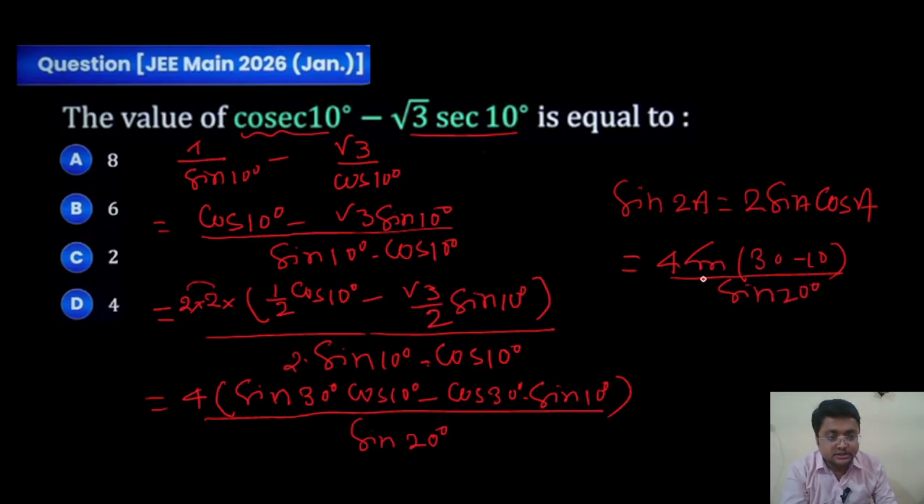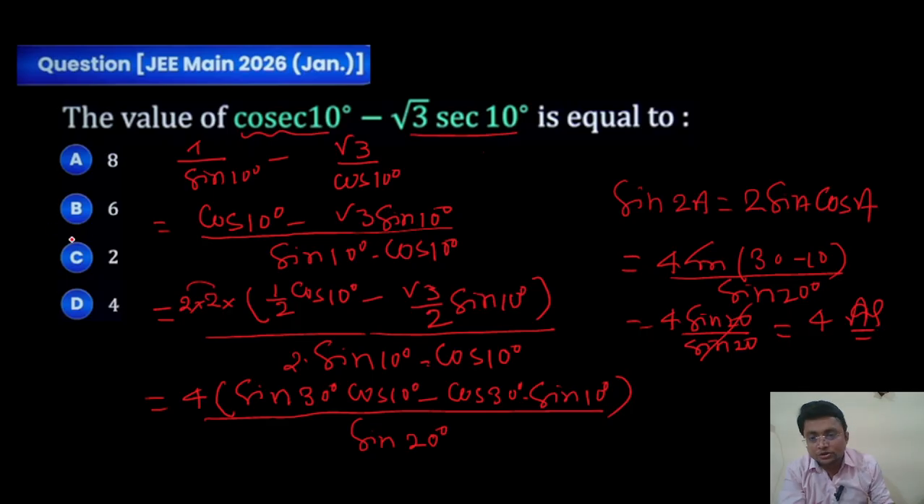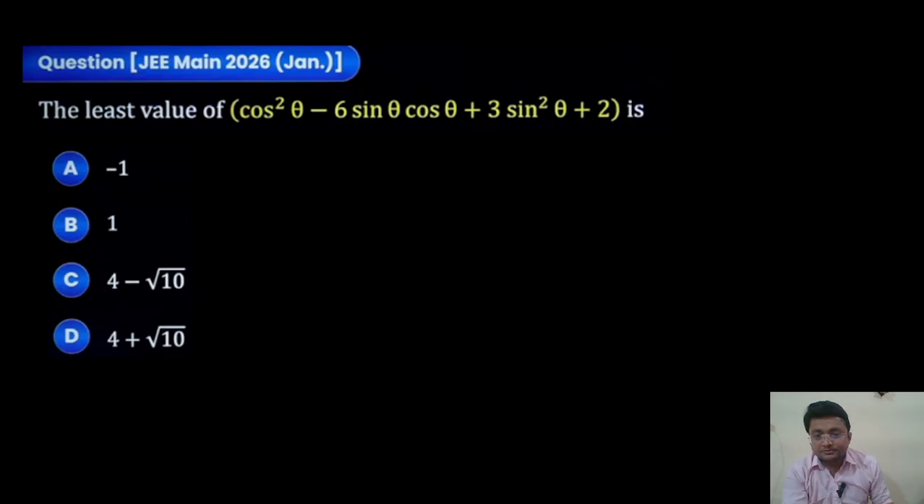So now you can see here sine 30 minus 10. So what we can write here? Sine 20 divided by sine 20. So this will get cancelled. So the final answer will be 4. So 4 is the correct option. Now look at the next question.